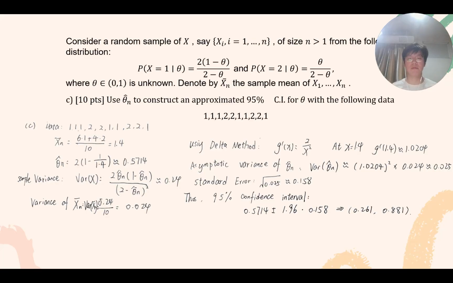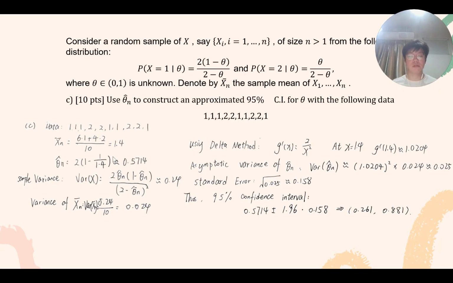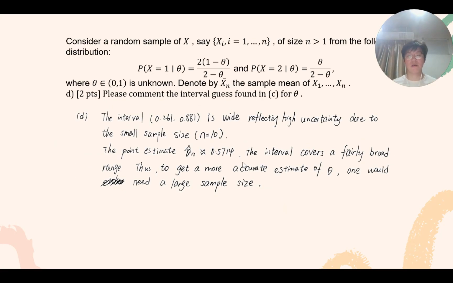It is 0.5714 plus or minus 1.96 times 0.158. 0.158 is the standard error, and 1.96 is something we already know. So the interval is 0.261 to 0.881. And the final question is to comment on the interval we found in C for theta.